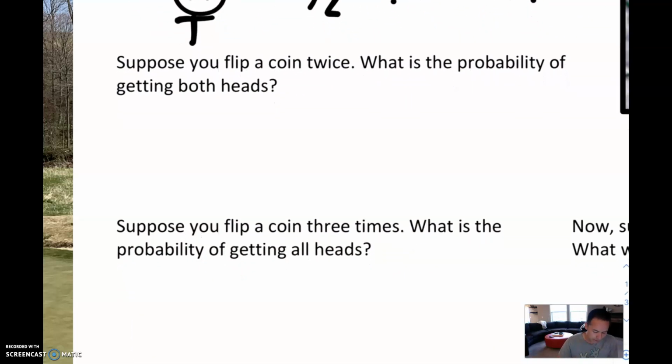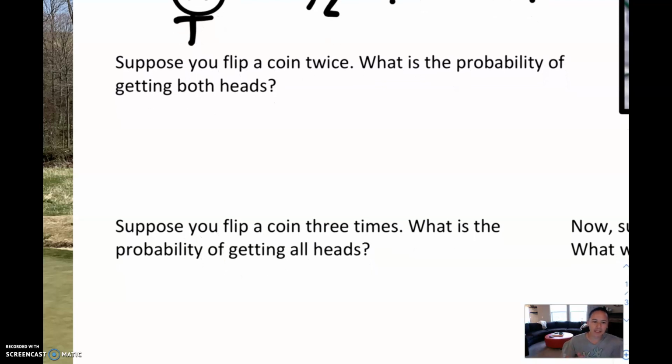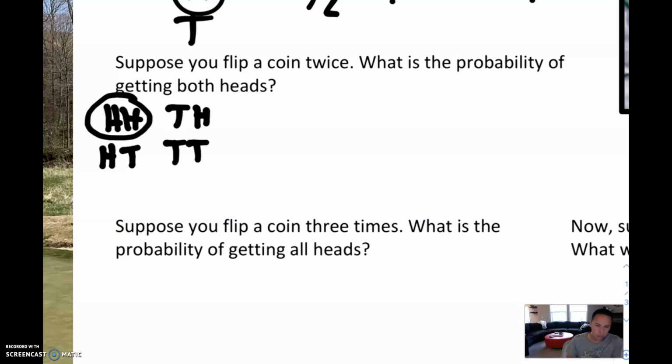But now what we're going to do is flip a coin twice. And I want to know what's the probability of getting both heads. Well, let's look at all the different possibilities we could get when we flip a coin twice. You could get a heads first and a heads second. You could get a heads first, and then a tails second. Or you could get tails first and a heads second, or tail then tail. So there's 4 different possibilities, and the chance of you getting both heads is only one of them. So it's 1 out of 4. If you go on a calculator and divide 1 by 4, you get 0.25, which is 25%.